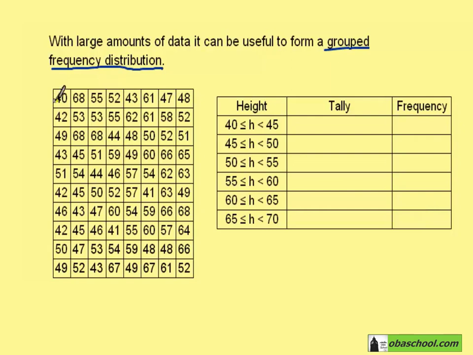So let's begin to do the tally. 40 goes in the first class, 68 in the bottom. 55 doesn't go in this class because it says less than 55. The next class says less than or equal to 55, so 55 itself goes in this class.